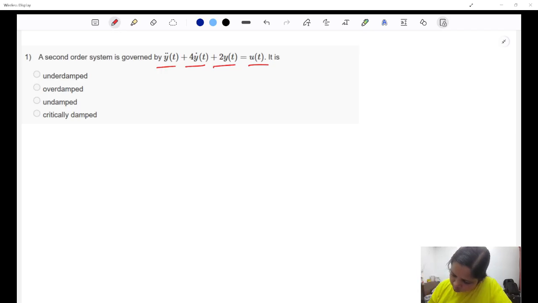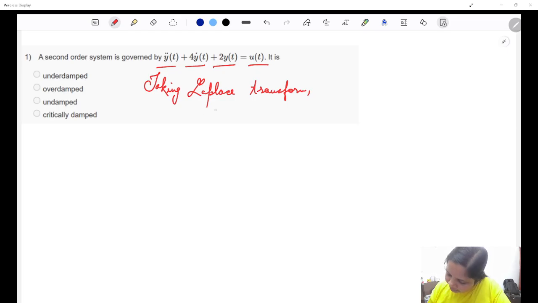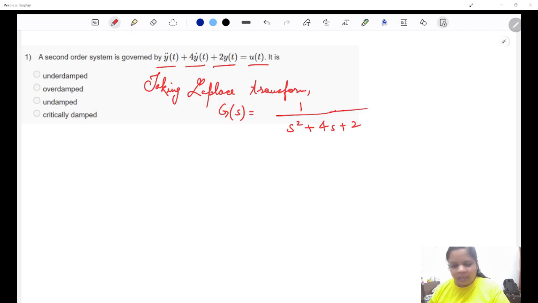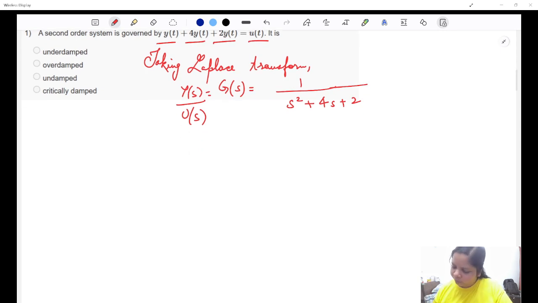Let's check this. So first I would take the Laplace transform. It is G(s) upon s square plus 4s plus 2, right? Any confusion with this? Your G(s) is Y(s) upon U(s). I hope Laplace is clear to everyone. There shouldn't be a confusion. If there is, please let me know. If it is not, then we would compare it.